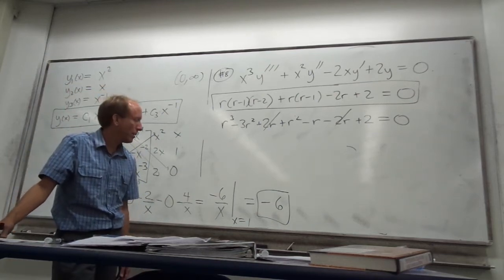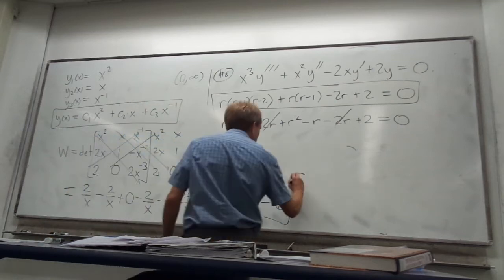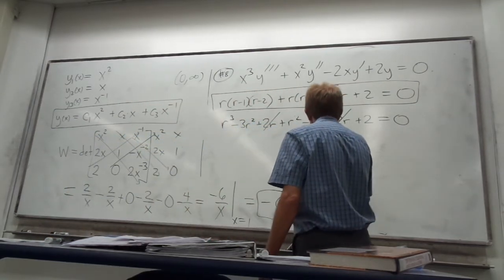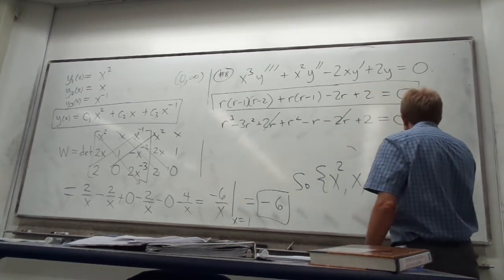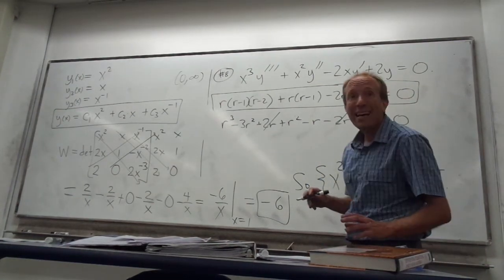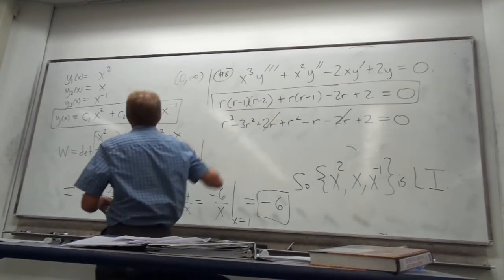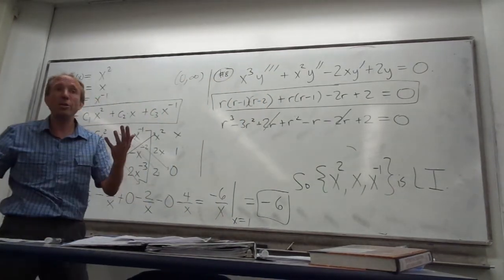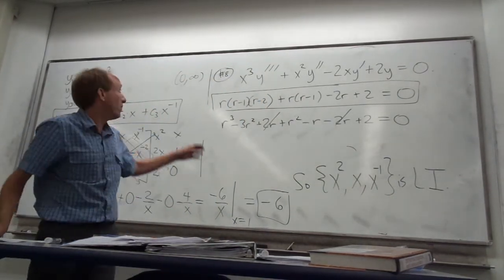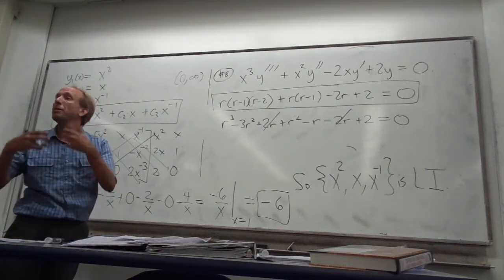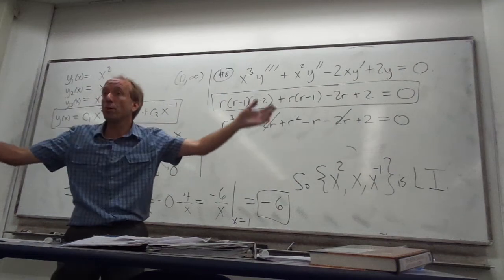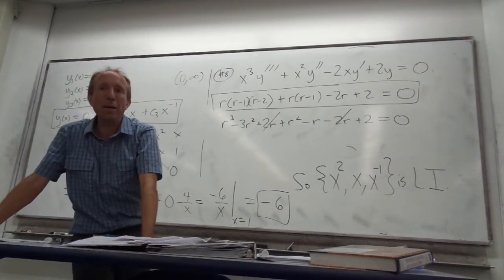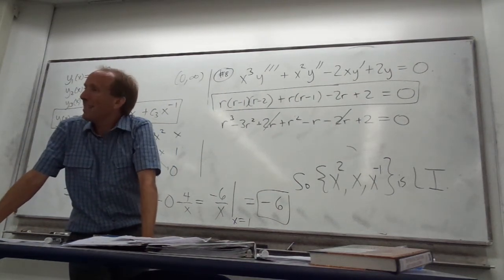That would do it. Okay, so the set x squared, x, and x to the minus 1 is linearly independent, and because it's a third order differential equation, we know that the dimension of this space is 3. I have 3 linearly independent solutions, so that's how I know that my general solution is the span of those 3. They span the space. Make sense? Yeah.